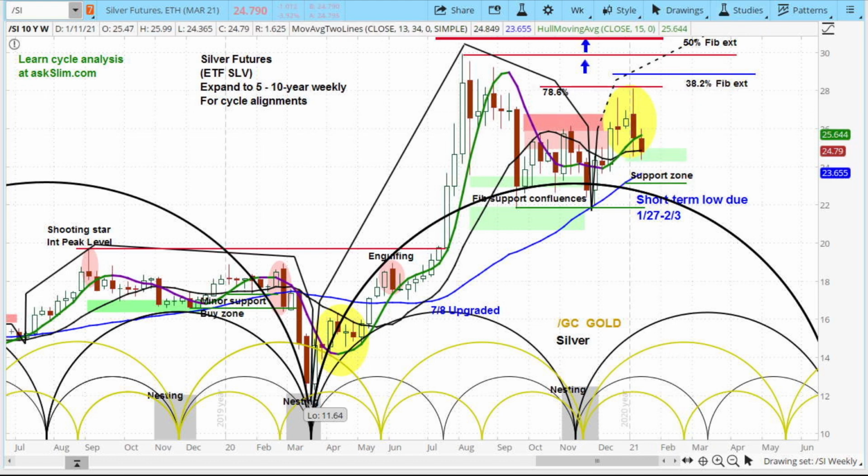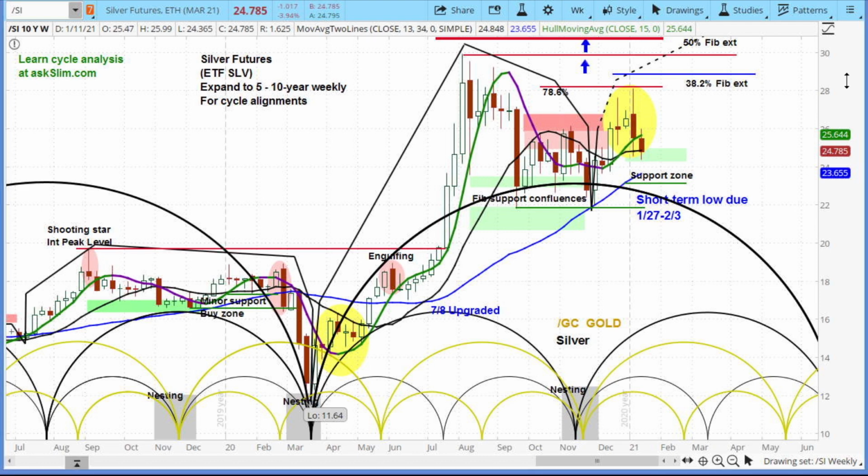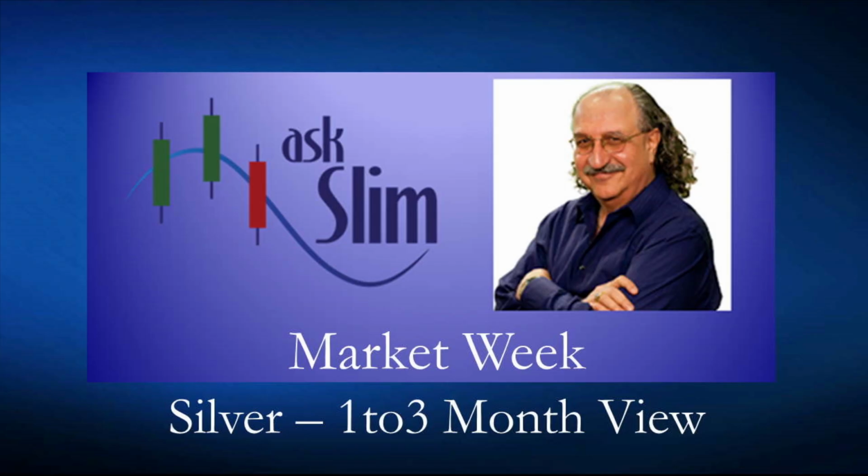But if gold breaks down, it's going to be a very significant problem. We'll call silver still okay and potentially putting up a very good opportunity to be a long side trade in the silver market. 1 to 3 month view for silver.